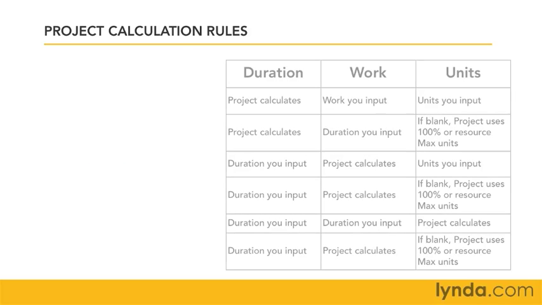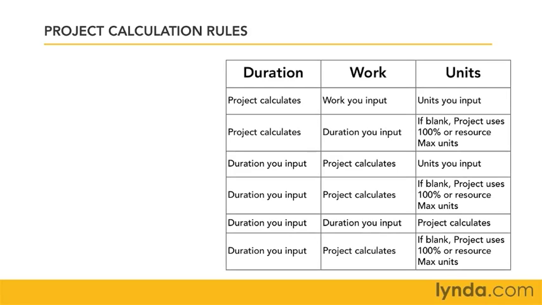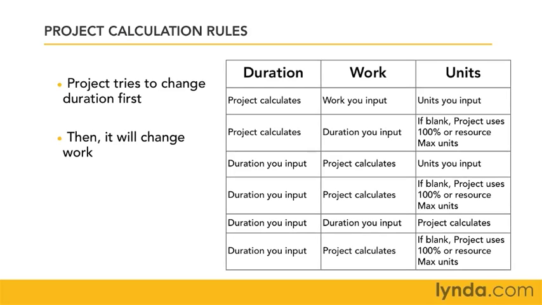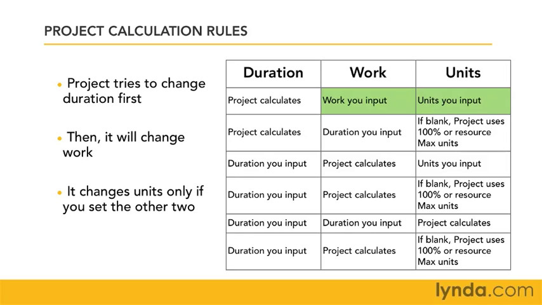Project has built-in rules about which values it changes. Unless you give Project specific instructions, the program tries to change duration first, then work, and finally, as a last resort, units. For example, if you give Project work and units, it will calculate duration. Similarly, if you give it duration and units, it calculates work. And if you give it duration and work, it will calculate units. You can also see that if you leave the units cell blank, Project uses 100% or the resource's maximum units.